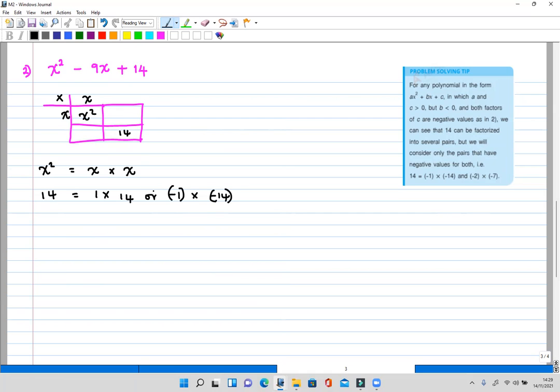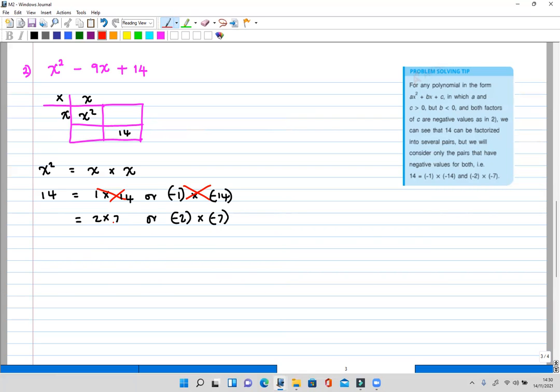We can have 14 also as 2 times 7, okay? 2 times 7 or negative 2 times negative 7. Now, which one are we going to take? 1 times 14 is 14, but 1 plus 14 is not negative 9. Negative 1 times negative 14 is 14, but once we get negative 1 plus negative 14, we will not get negative 9. So this will not take it.